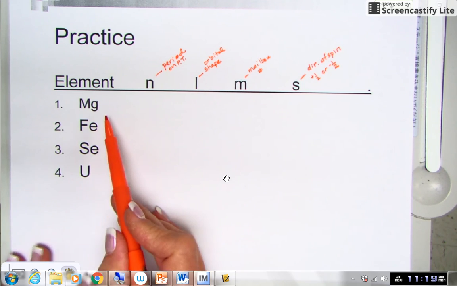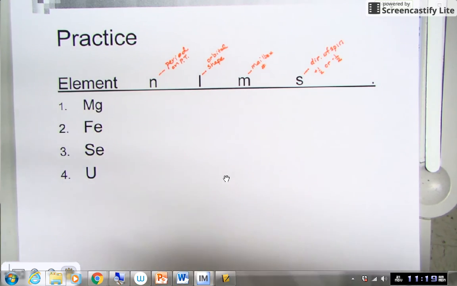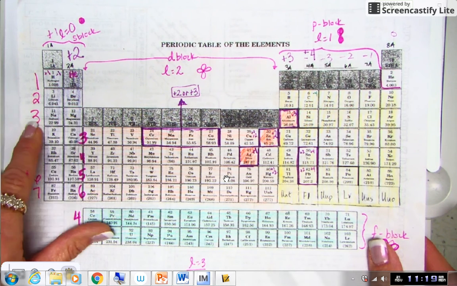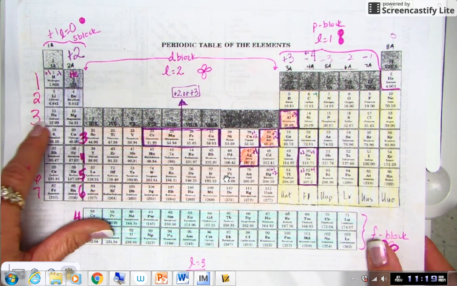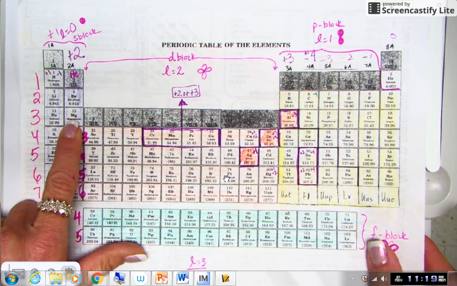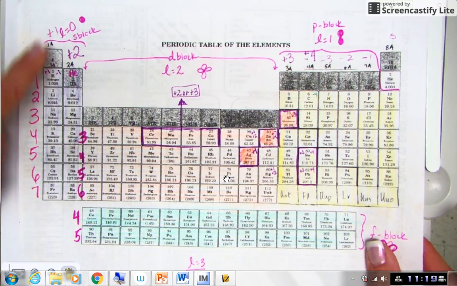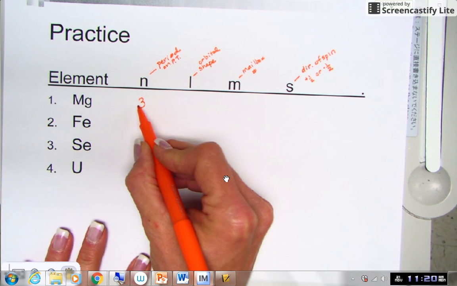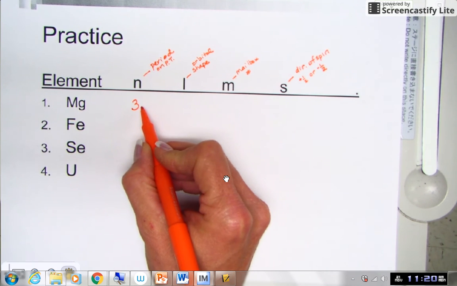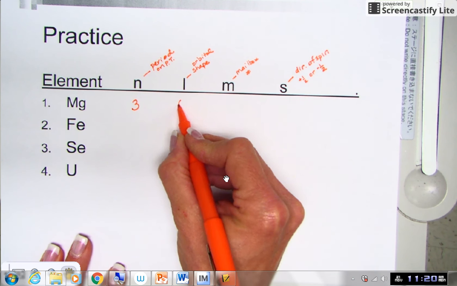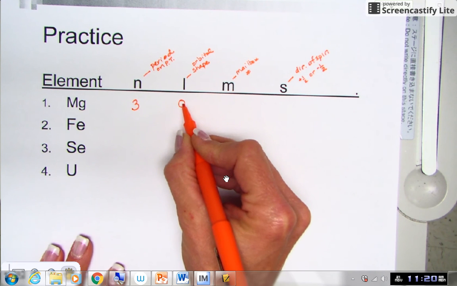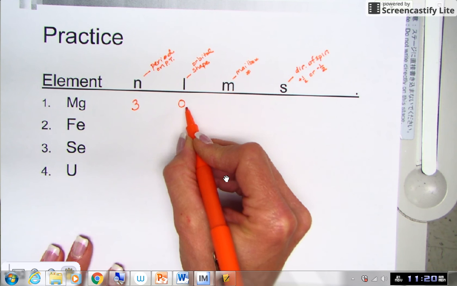So let's look at magnesium. So find the element on the periodic table, magnesium, and N is your energy level. So notice he's in the 3rd energy level, so N is 3, and he's in the S block. That means L is 0. So we'll go ahead and fill those 2 in. N is 3 because that's his period, and L is 0 because he's an S orbital, and the L quantum number for all of the S's is always going to be 0.